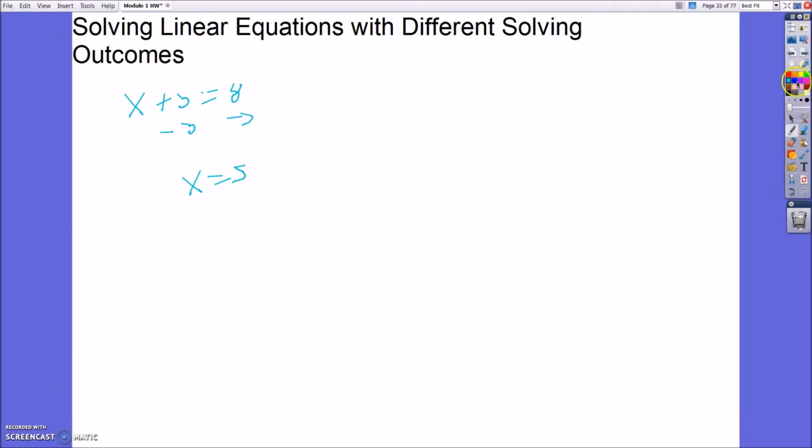Now we might get something that looks a little different. For instance, we might have x plus 1 is equal to x. If you look at this, it might look a little weird because there's not any solution that we can plug in for x that would be a true statement, because the left side is always going to be one more than the right side. So this is an example of no solution.